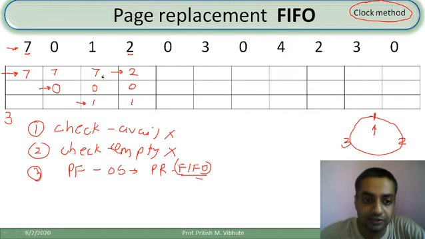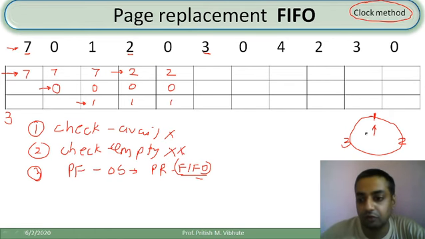You can see that this is the first page being replaced, right? It is the first location. Now I want 0. 0 is already there in the memory, so no page fault is generated and no page replacement takes place. Now I want 3. Do we have 3 available in memory? No. Do we have any empty slot available in memory? No. Now we will go for our replacement.